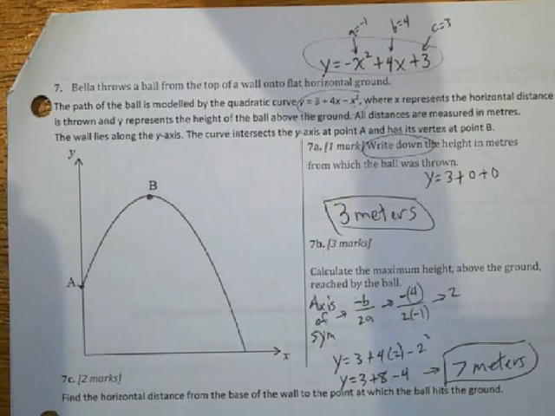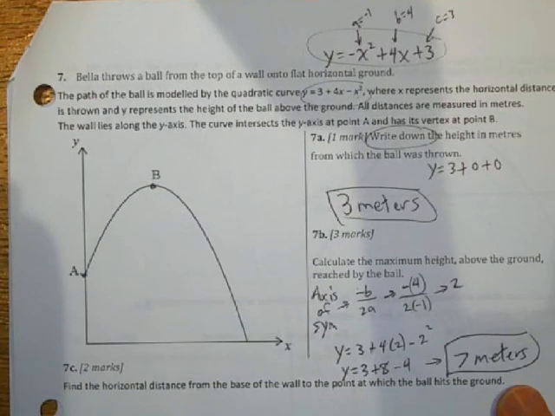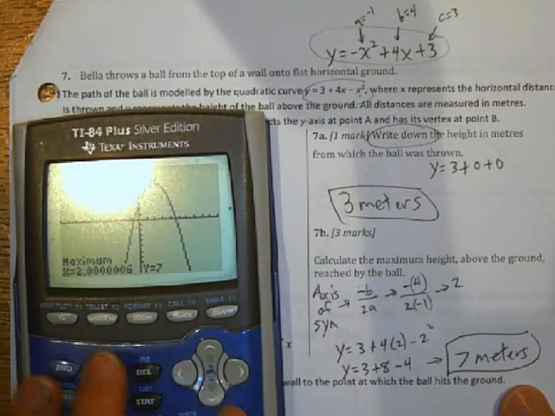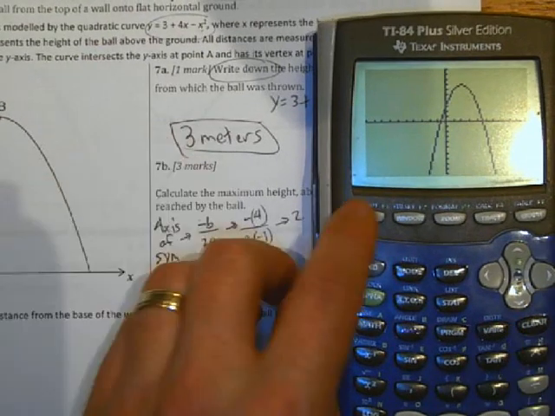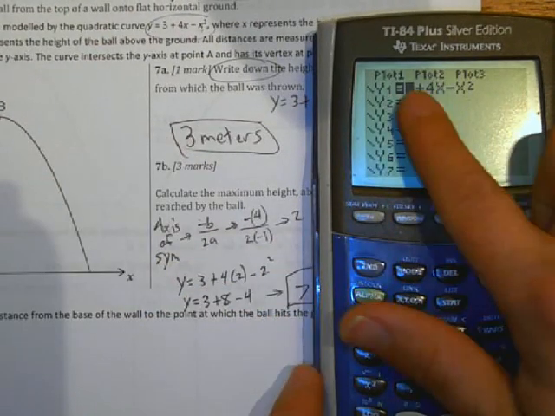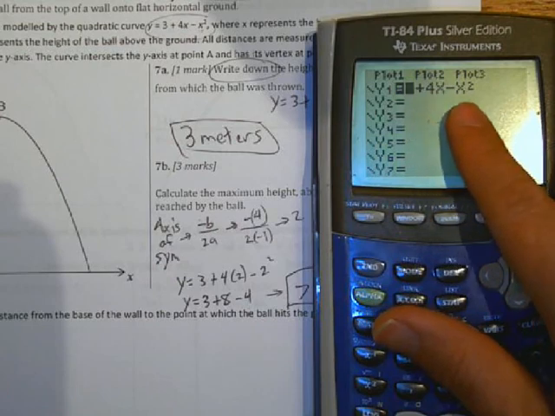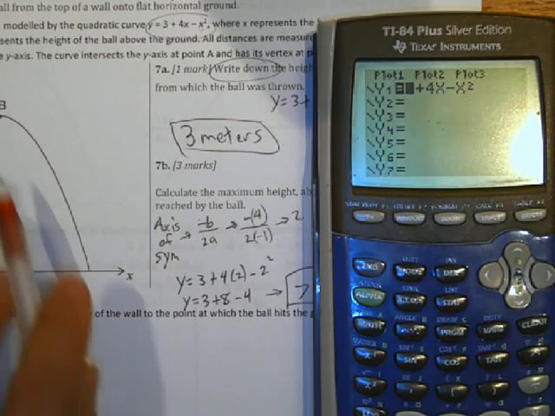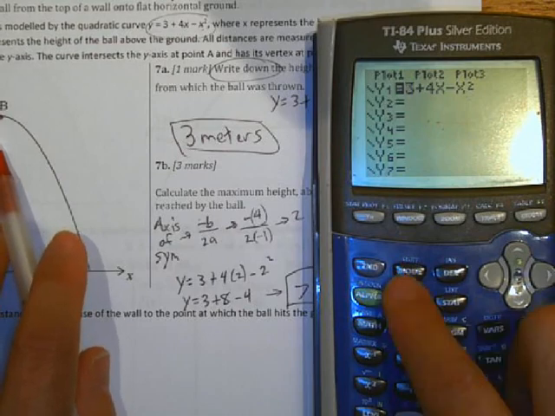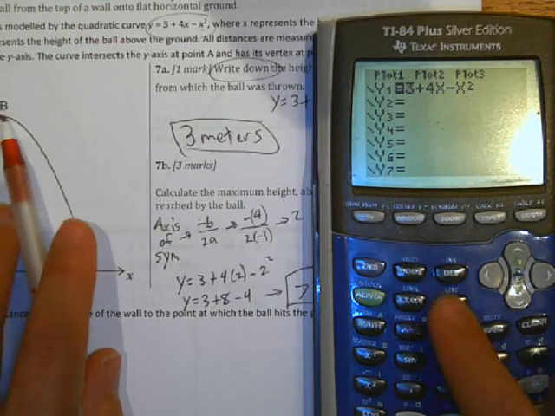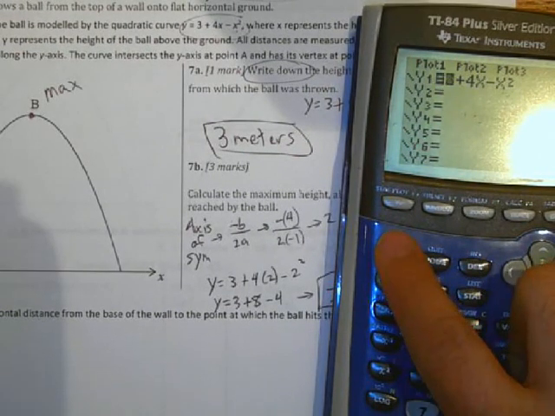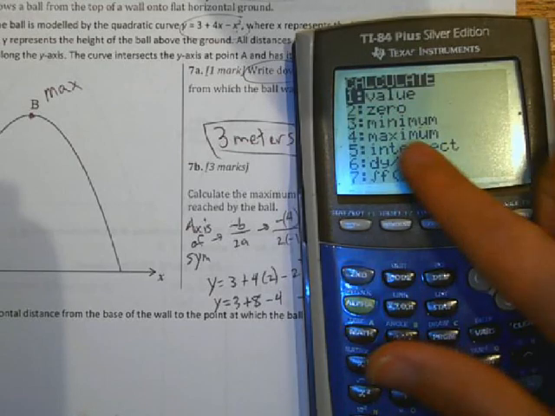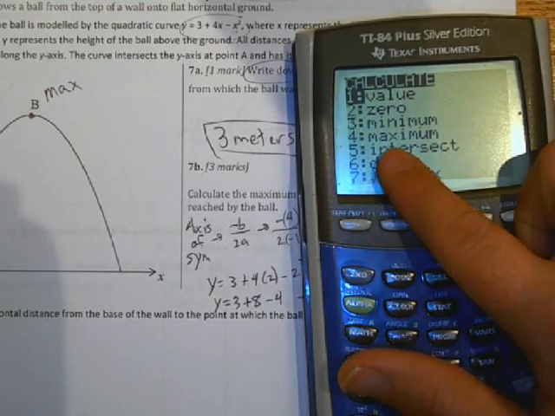Okay. And another way I could have done this to figure out the vertex is, you can hit y equals, and then you can type in your equation. If I want to figure out the vertex, which in this case is the maximum, I can hit second and trace in order to calculate things. And if I'm trying to find the maximum, I hit 4 for maximum.